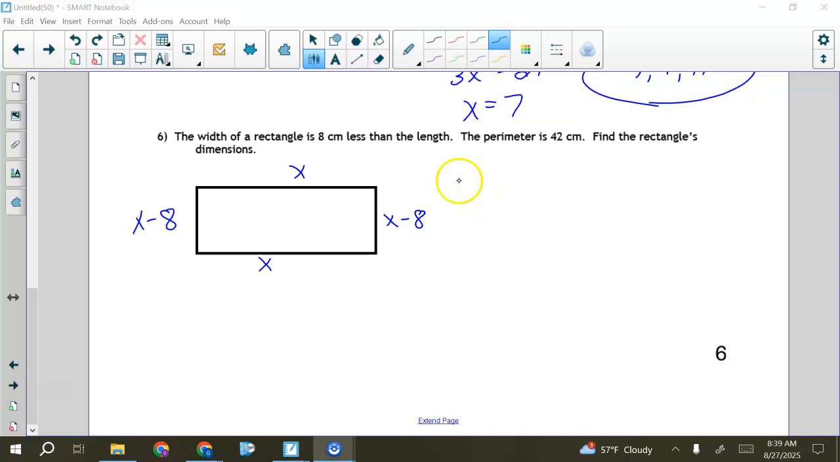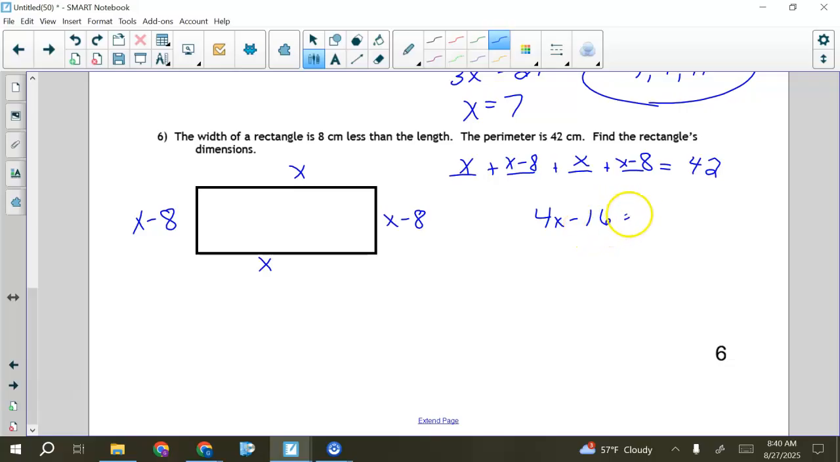So we had one kind of like this on our homework yesterday. So what you want to do is add up all the sides and set them equal to the perimeter. We're doing perimeter, so the sum of the sides instead of the area where we would multiply them. So we have one side plus another side plus another side and the last side. So we can say 4x minus 8 and 8, 16 equals 42. 4x equals 58.